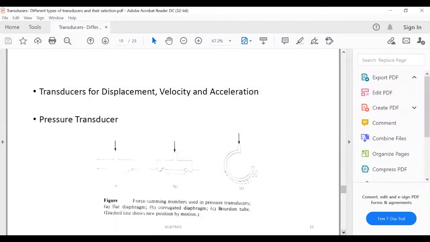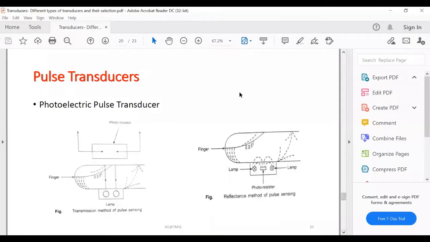Pressure transducers are related to force transducers also. Pressure transducers utilizing flat diaphragms normally have bonded or semiconductor strain gauges attached directly to the diaphragms. Flat or corrugated diaphragms have also occasionally been used in transducers which employ variable reluctance or variable capacitance principles. Moving on to the next slide, which is the pulse transducers.